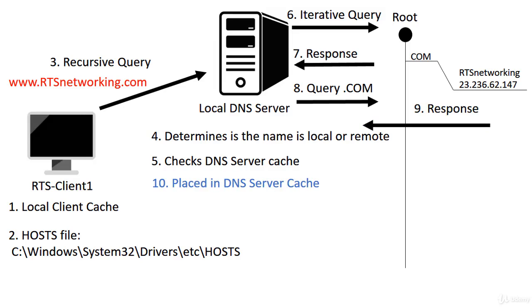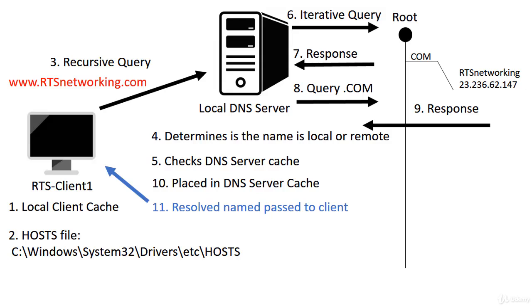Step 10, the DNS server will place that response in cache. So in the event a coworker attempts to browse that same site a few minutes from now, the DNS server does not have to reach back out to the internet, communicate with the root, and go through that same resolution process again. So it'll be temporarily stored in cache. Step 11, that resolved name to IP address is now passed back to the client. Now the client knows the IP address of rtsnetworking.com.